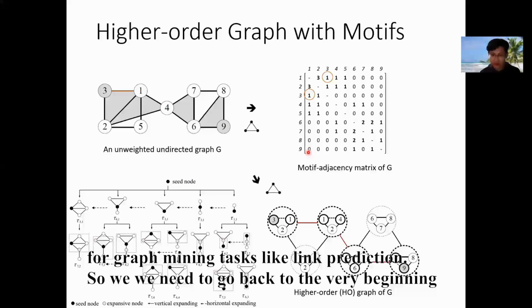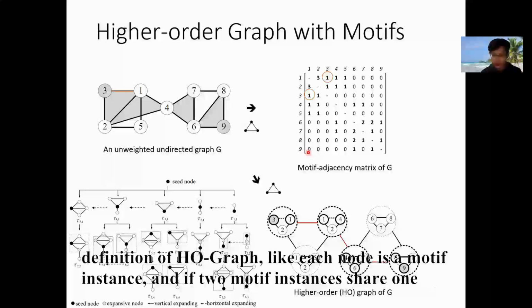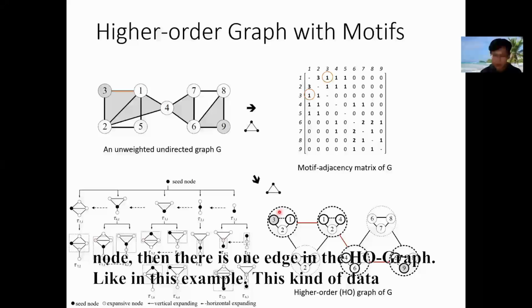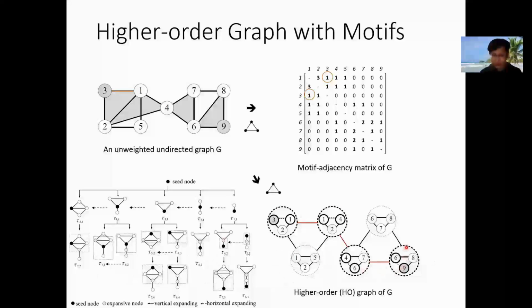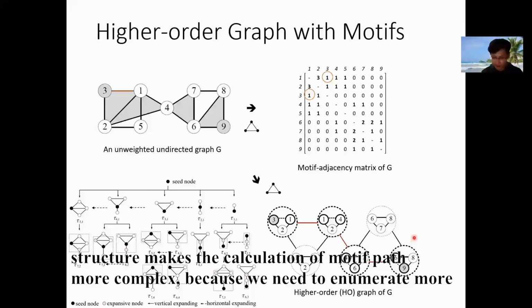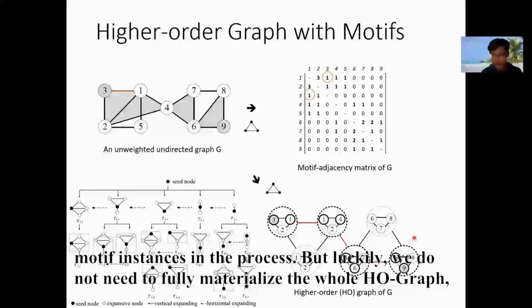So we need to go back to the very beginning definition of the initial graph. Each node is a motif instance, and if two motif instances share one node, then there is one edge in the initial graph. Like this example. And this kind of definition makes the calculation of motif-paths more complex because we need to enumerate more motif instances in the process.